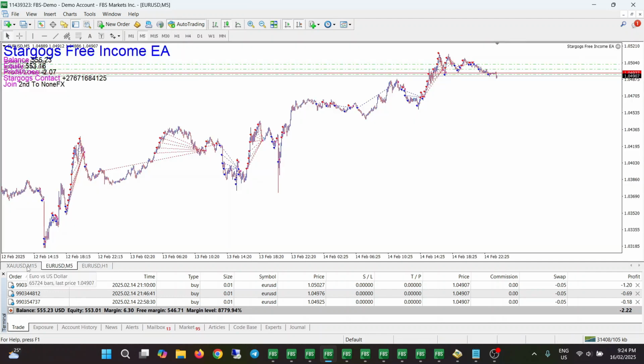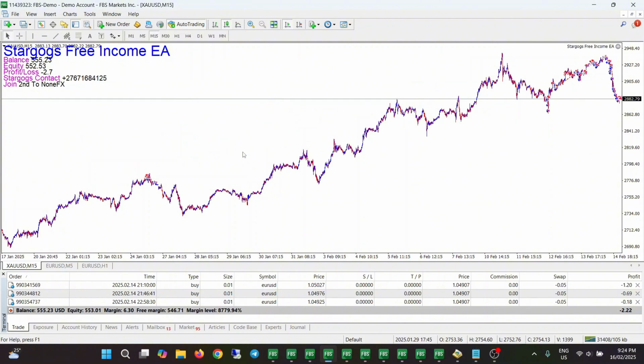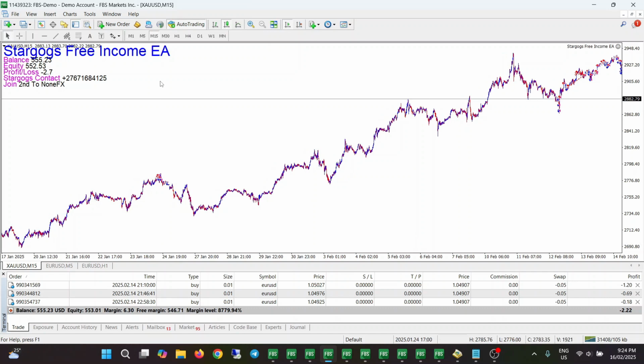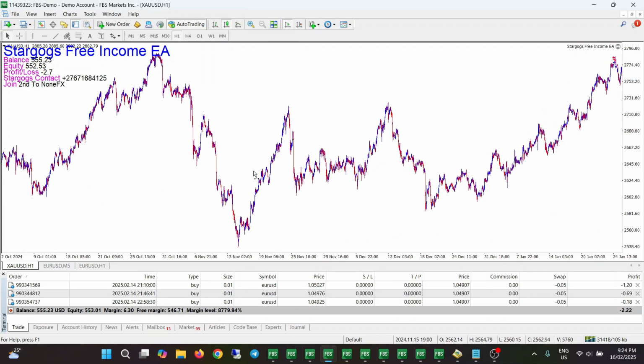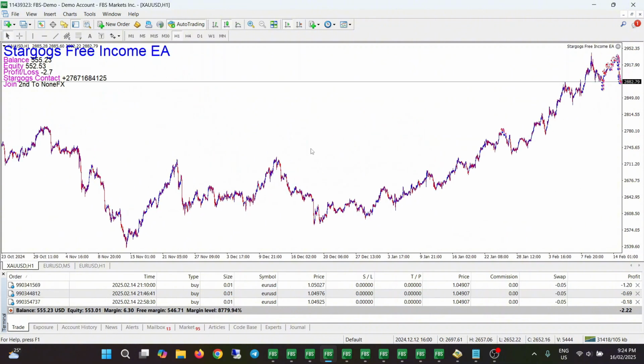Now, Stargogs, it was going quite well, and I think it's just the market right now. Like, the market is just absolutely nuts. If you look at gold from the start of Jan, right here, it has just been going up the whole time. And before then, it was just up and down, up and down, up and down. But yeah, it's just been going basically up. So I think it's just been a really hard market to trade for expert advisors that aren't meant to trade such a really hard trending market. That's just my 2 cents.